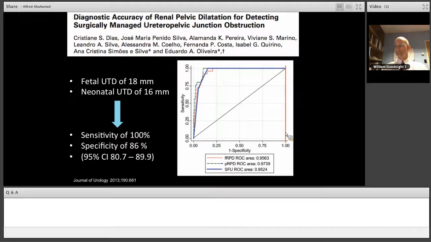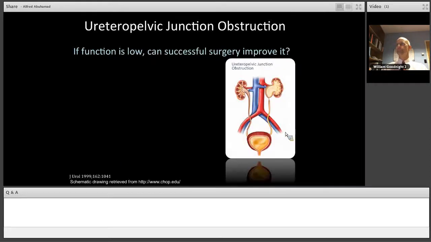So in counseling patients, I typically tend to be very optimistic until you get to 15, 16 millimeters in renal diameter and renal dilation prenatally, because a lot of those that are less than that will probably do quite well postnatally without the need for surgery.